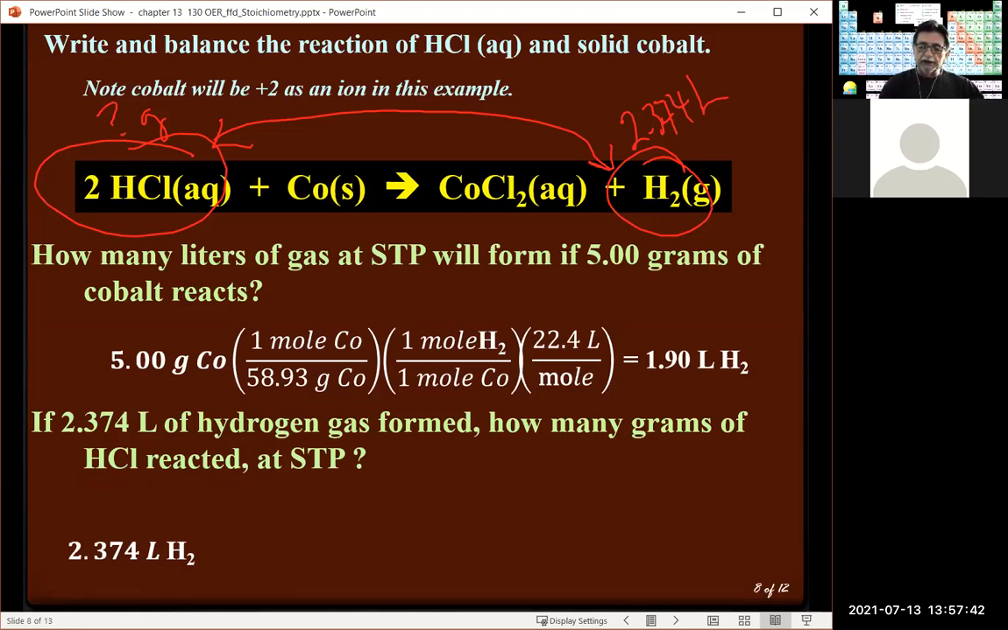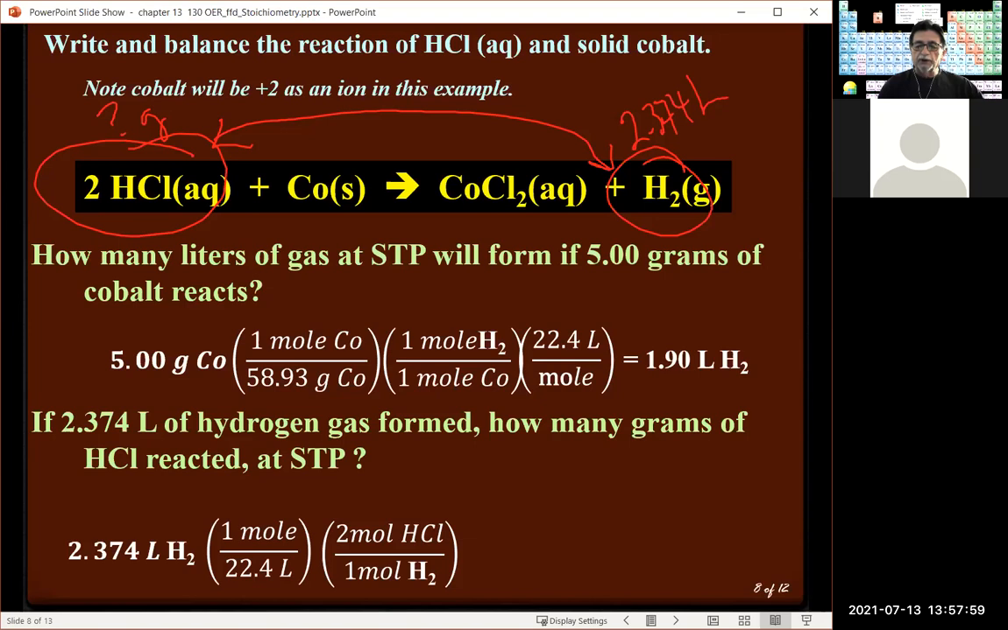2.374 liters of hydrogen gas. Okay. We're at STP, so we convert that hydrogen gas into moles of hydrogen. The stoichiometric relationship between hydrochloric acid, HCl, and hydrogen gas is a 2-to-1. That comes from the balanced chemical equation.